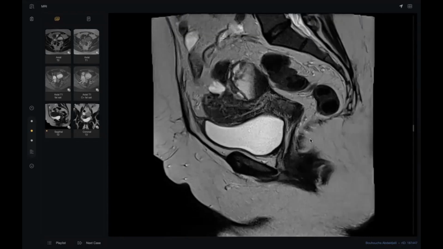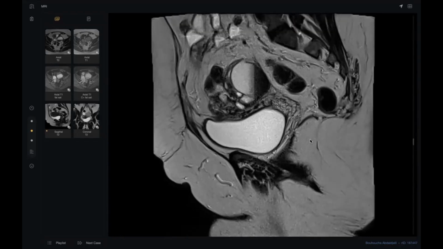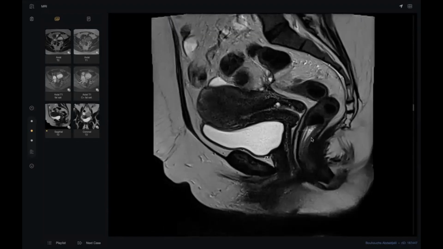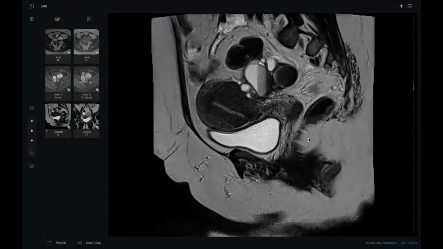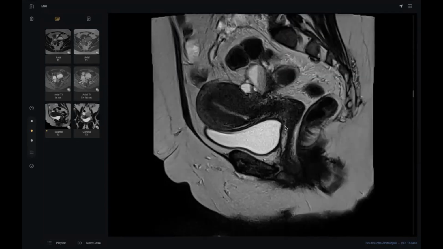What is the cutoff point measurement of the junctional zone for adenomyosis? It should be greater than 2 centimeter. How many, please? Greater than 2 mm. Sorry. 12 mm. Okay, sorry, 12 mm. See, between 8 and 12 is borderline, but above 12 is diagnostic. So give me your diagnosis.